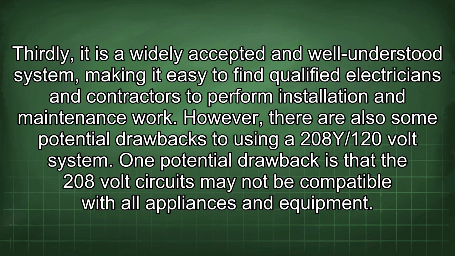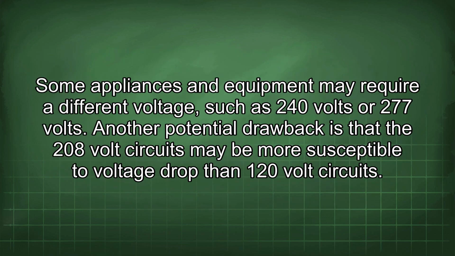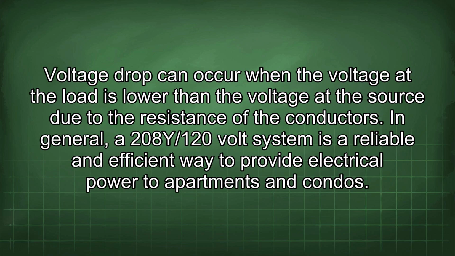However, there are also some potential drawbacks to using a 208Y/120 volt system. One potential drawback is that the 208 volt circuits may not be compatible with all appliances and equipment. Some appliances and equipment may require a different voltage, such as 240 volts or 277 volts. Another potential drawback is that the 208 volt circuits may be more susceptible to voltage drop than 120 volt circuits. Voltage drop can occur when the voltage at the load is lower than the voltage at the source due to the resistance of the conductors.